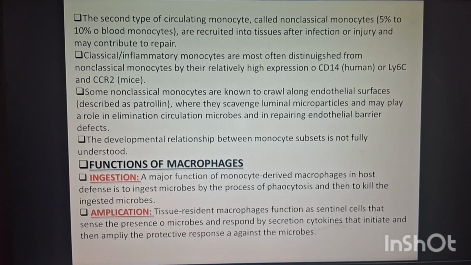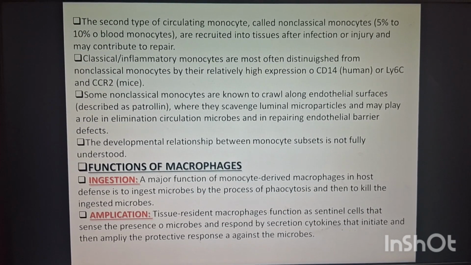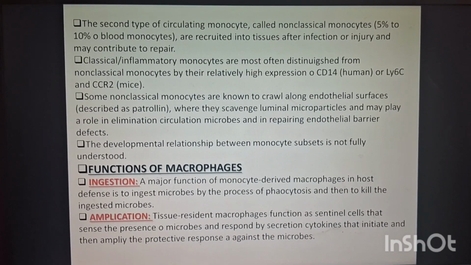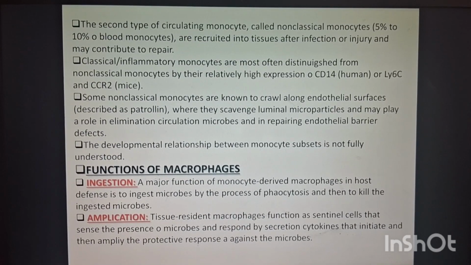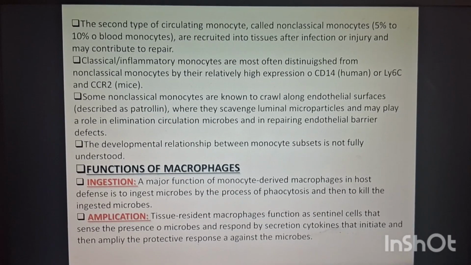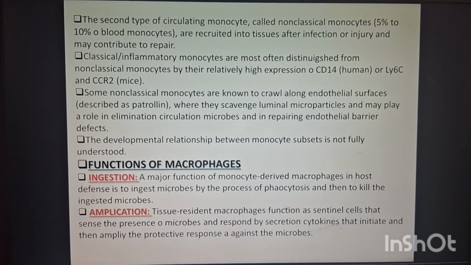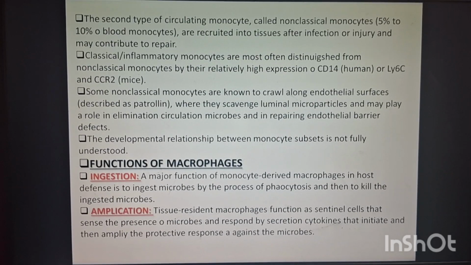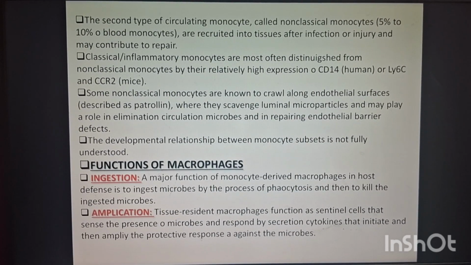Next, classical or inflammatory monocytes are most often distinguished from non-classical monocytes by their relatively high expression of CD14 or LY6C and CCR2 in mice. Some non-classical monocytes are known to crawl along endothelial surfaces where they scavenge luminal microparticles and may play a role in elimination of circulating microbes and in repairing endothelial barrier defects. The developmental relationship between monocyte subsets is not fully understood.